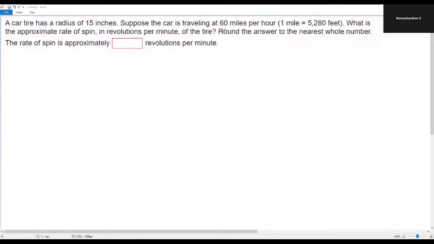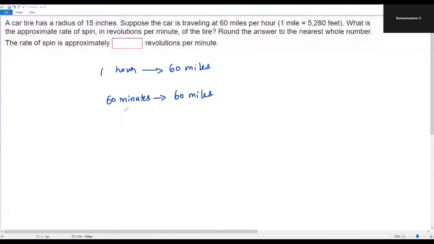The car's speed is given. The car is traveling at 60 miles per hour. That means in 1 hour, the distance covered by the car is 60 miles. Using this information, we have to find the distance covered by the car tire in 1 minute in inches. Easily we can convert 1 hour to minutes because we know that 1 hour equals 60 minutes. So instead of 1 hour, we can write 60 minutes here, and here we have 60 miles.